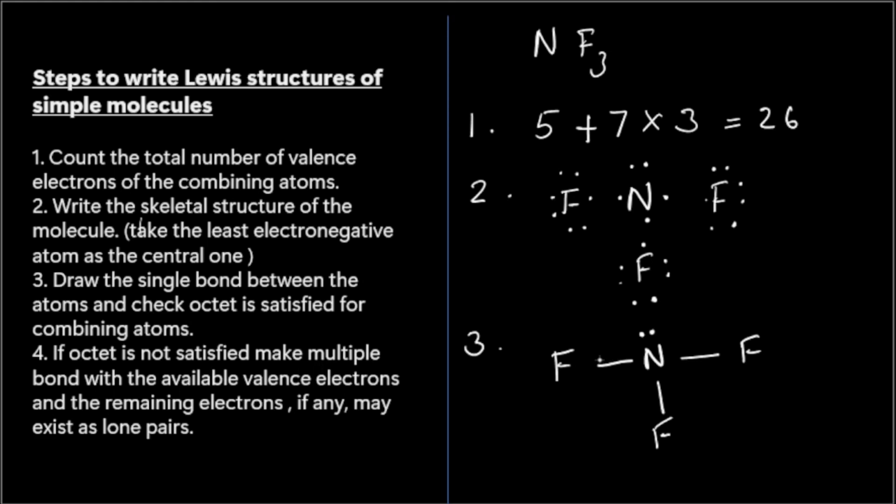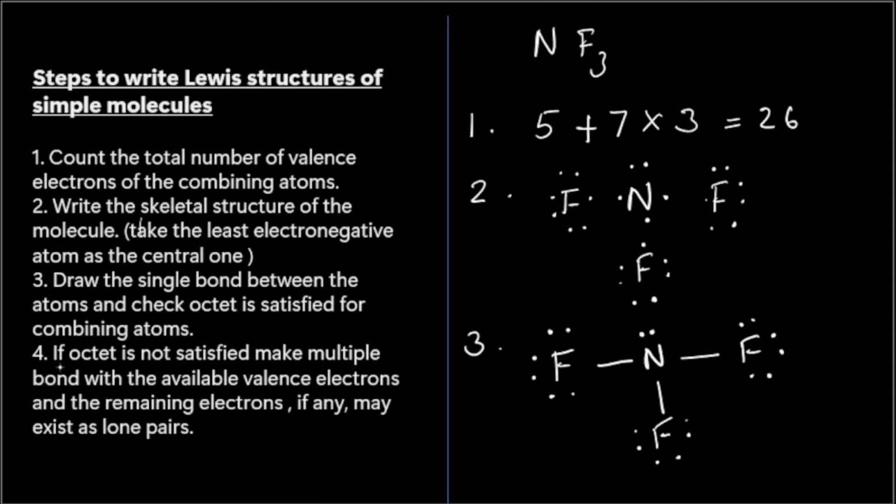Here fluorine gets 2 electrons from the single bond. So 2 plus there will be 3 lone pairs. So 6 plus 2, that is 8 valence electrons for the fluorine atom. So the octet is satisfied for this one also. Here also we can see the octet is satisfied. Here also the octet is satisfied. Okay, so now the third step is completed.